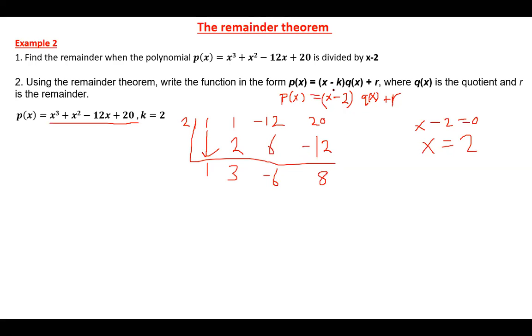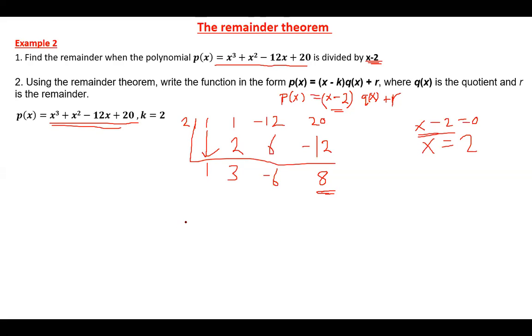If you can remember, and if you have observed, this expression is just the same as that expression there. This is the reason why we've gotten the same remainder, which is 8. So the number that is here is always called the remainder.